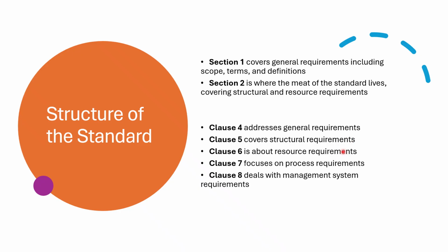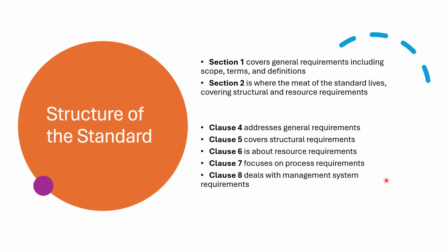In clause 5, it covers structural requirements. So your laboratory needs to define its legal entity, have a clear organizational structure and a documented scope of activities. Clause number 6 talks about resource requirements. This includes personnel competence, facilities and environmental conditions, equipment, metrological traceability and externally provided products and services. Essentially, you need qualified staff, appropriate equipment, a controlled environment and traceable measurement standards.